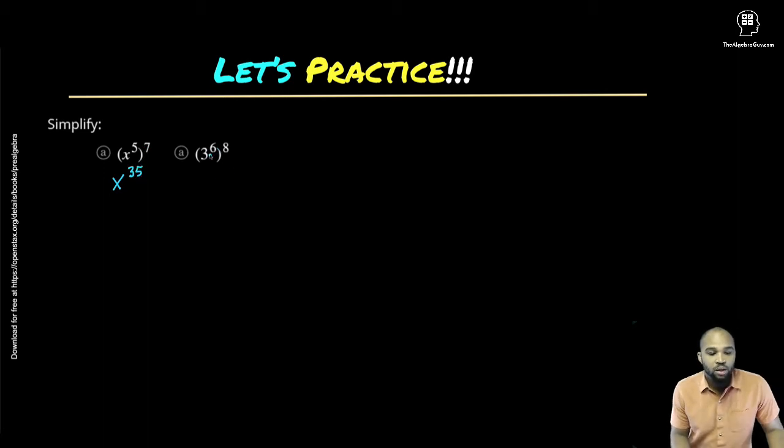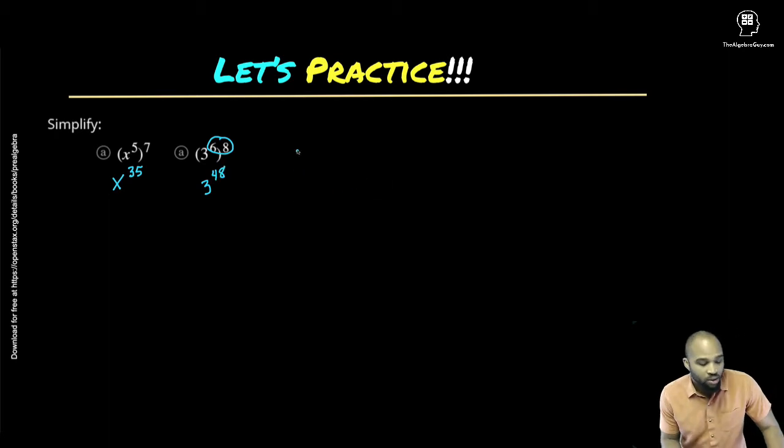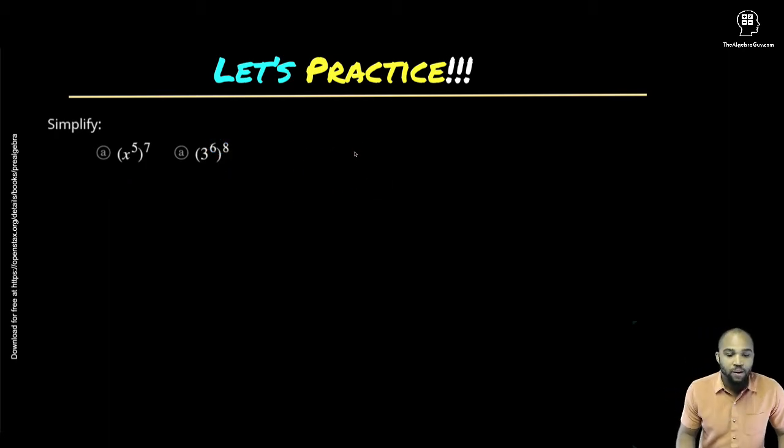And what about this one here? So you could say figure out what 3 to the 6 is, then take that answer to the 8th power, or we could just multiply these two, which is what I'm going to do. 3 to the 48th power. My goodness, I can't imagine how big that number is, and it doesn't matter for us now anyway.